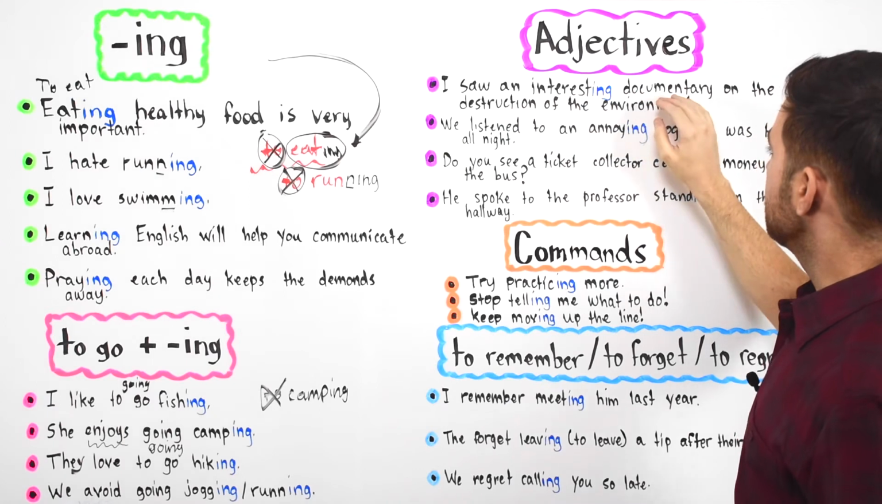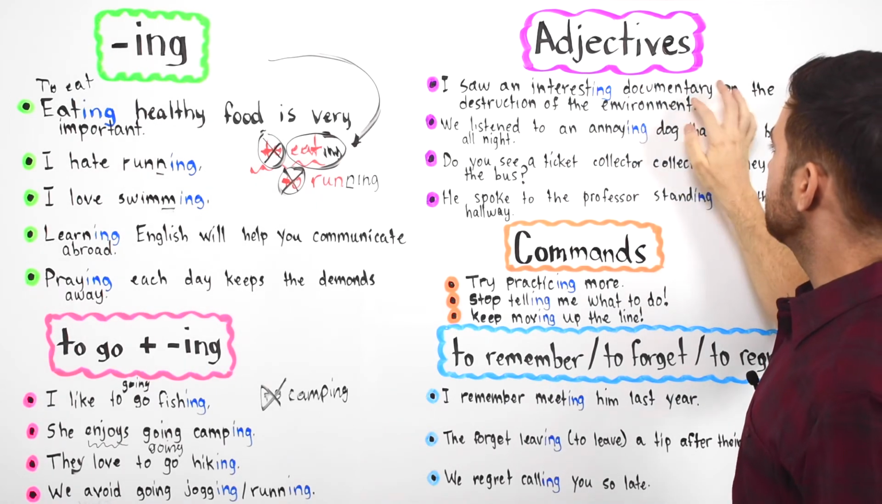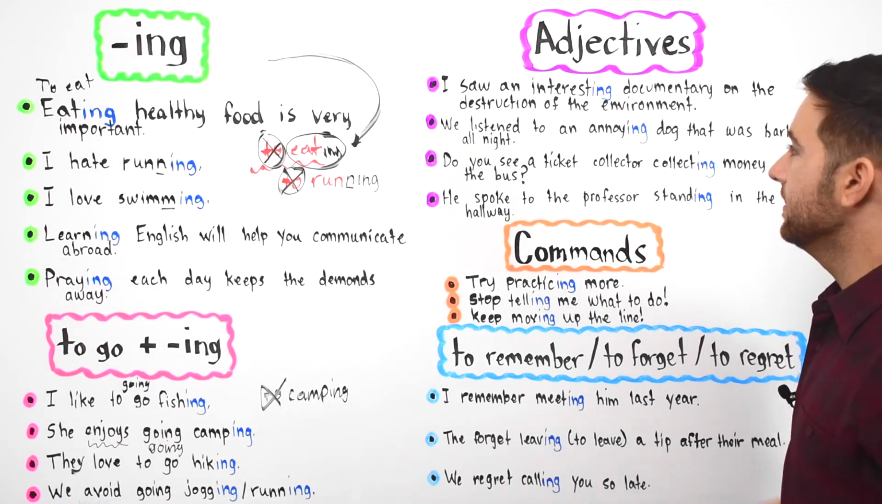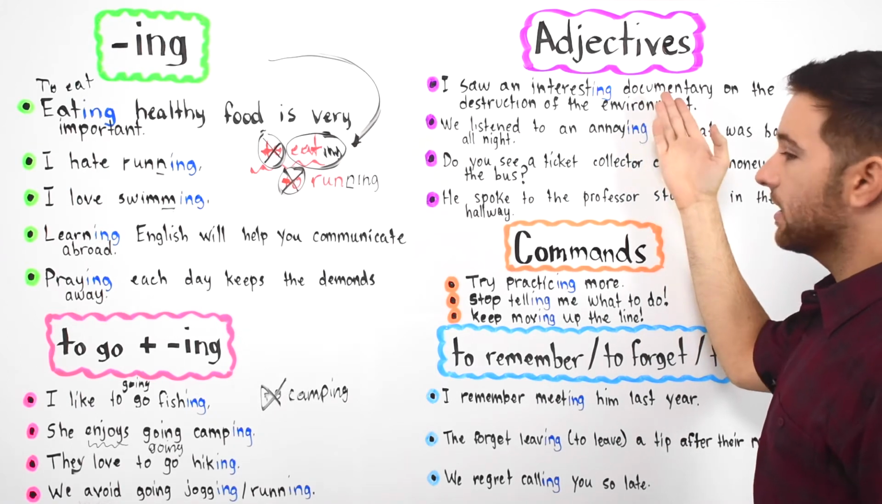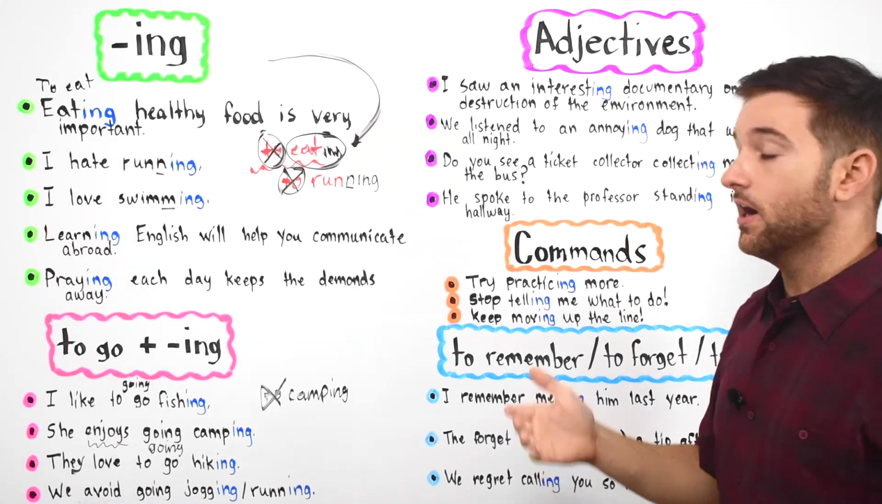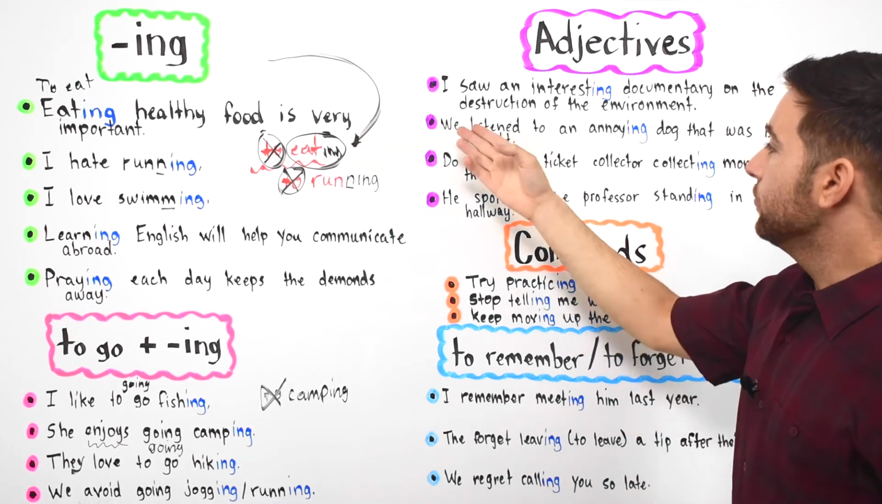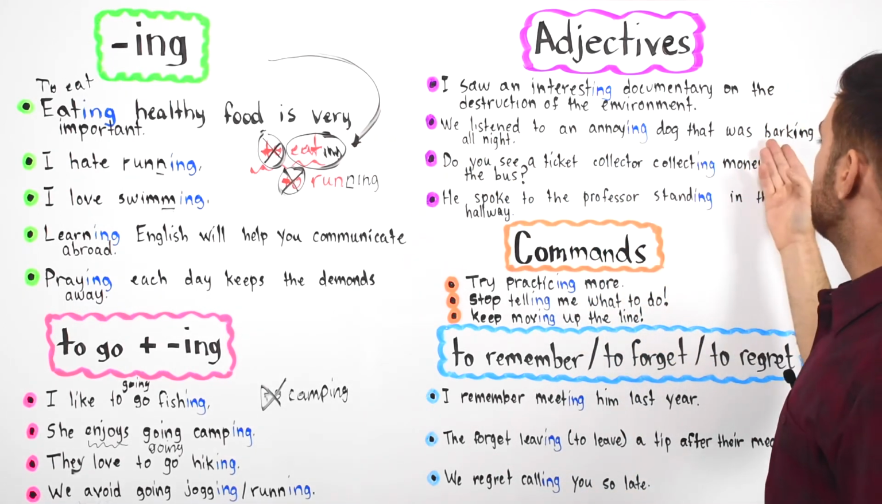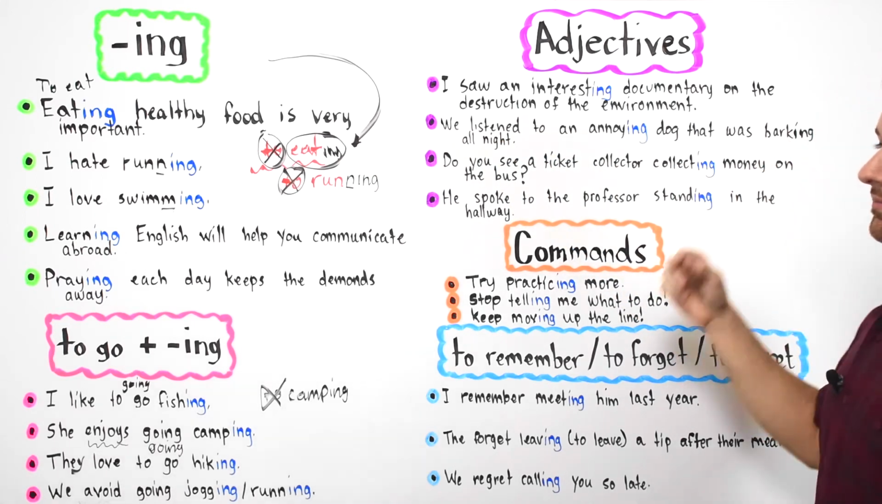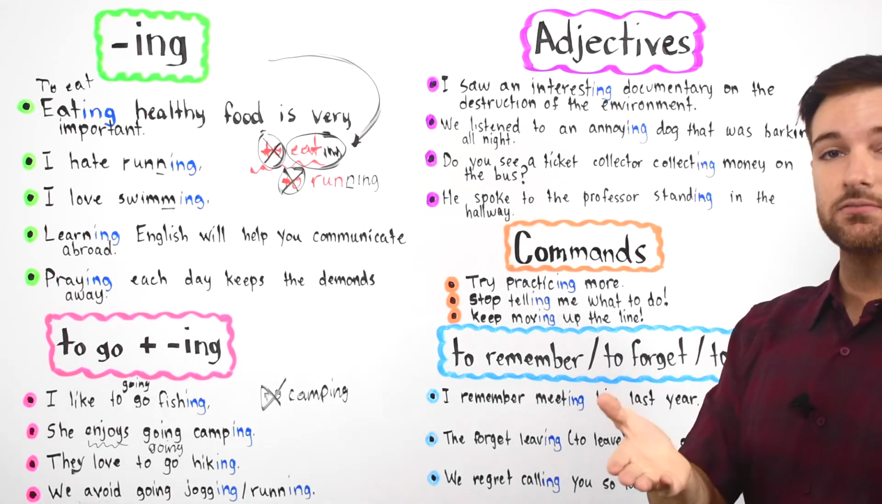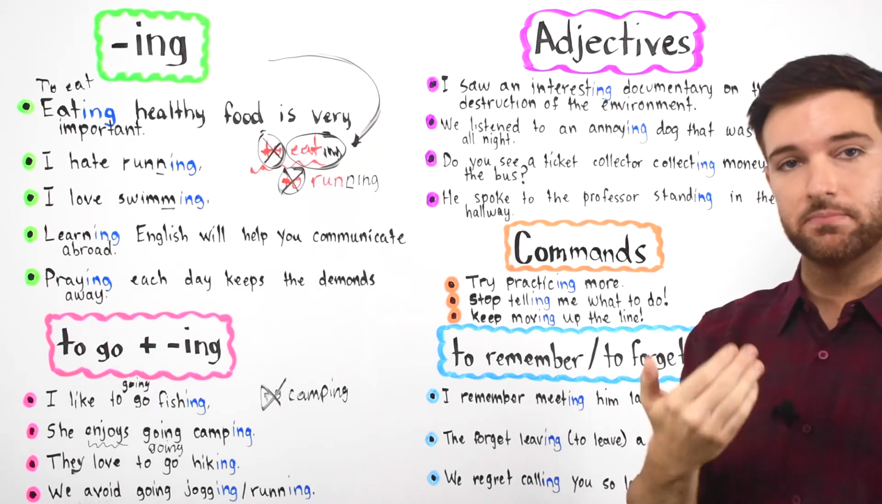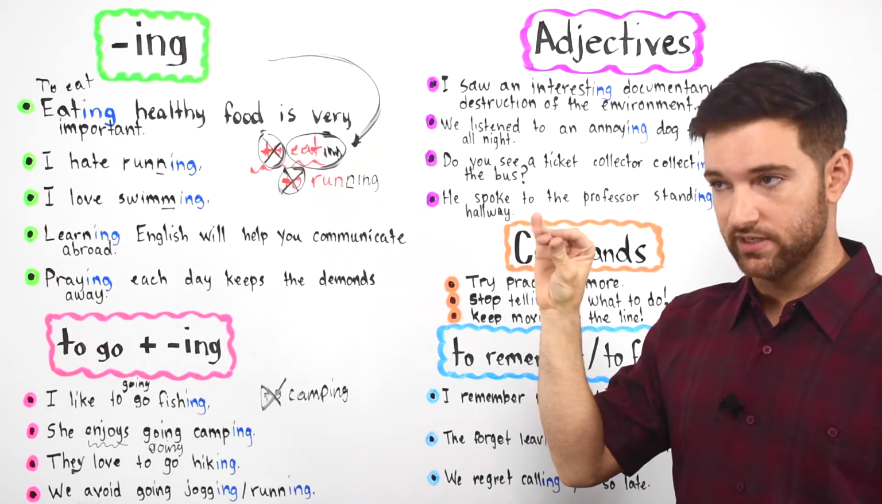It's expressing the noun. In this case, the noun is documentary. Okay, so I saw a documentary. What kind of documentary? Oh, I saw an interesting documentary. Okay. We listened to an annoying dog that was barking all night. Barking. Okay. Cats meow. People like me and you, we talk or we speak.